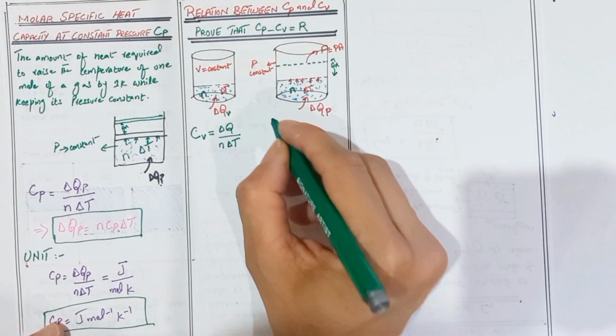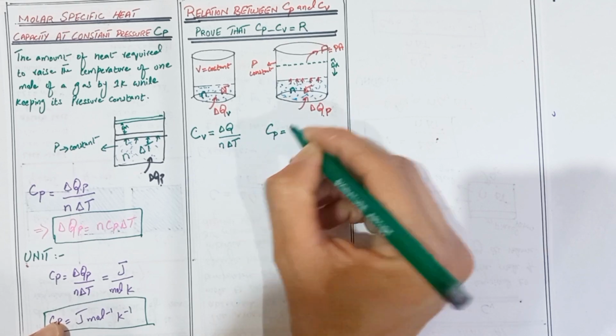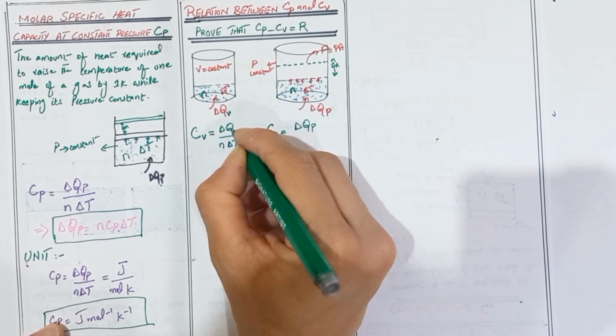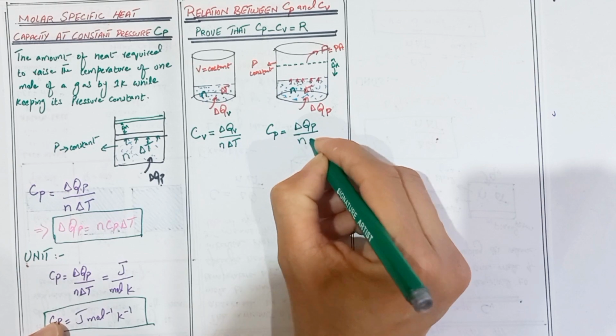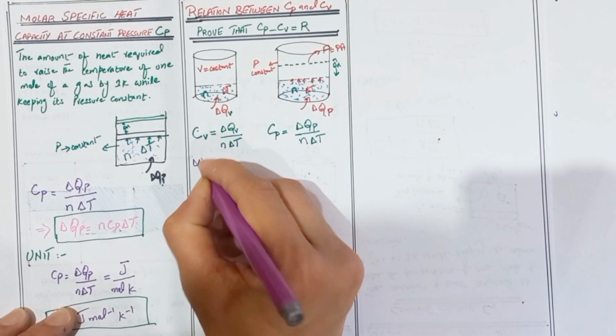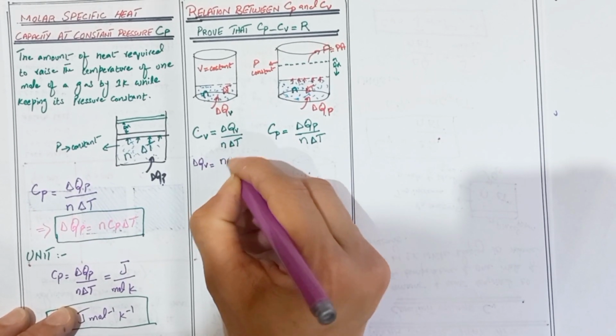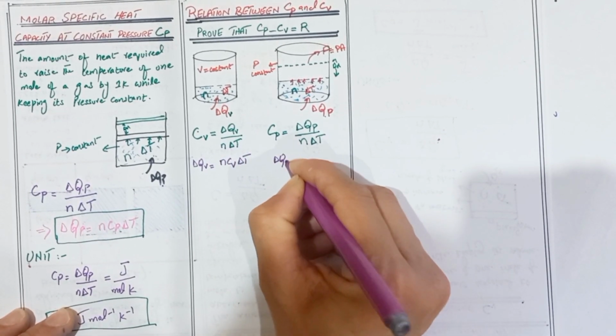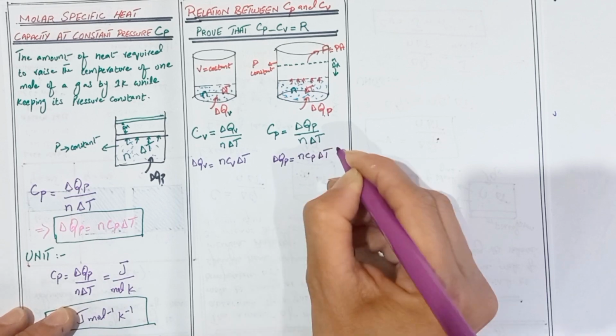So the formula of the molar specific heat at constant pressure is represented by Cp, equal to delta QP heat. Here we give delta QV heat to 1 mole of an ideal gas to raise its temperature by delta T. So we can calculate that delta QV heat is equal to n Cv delta T. Here delta QP is equal to n Cp delta T.